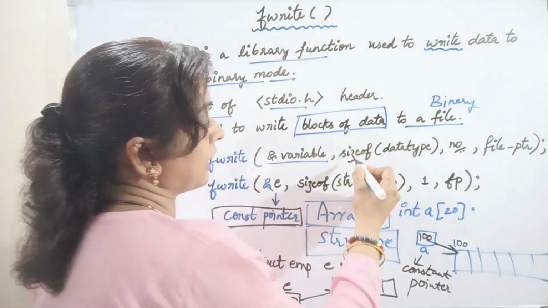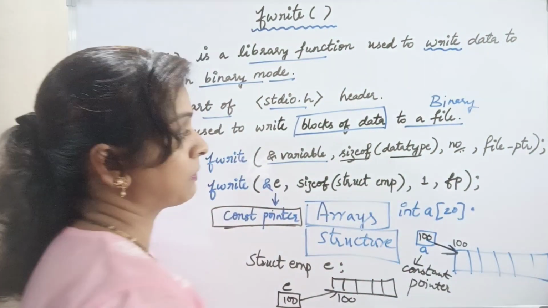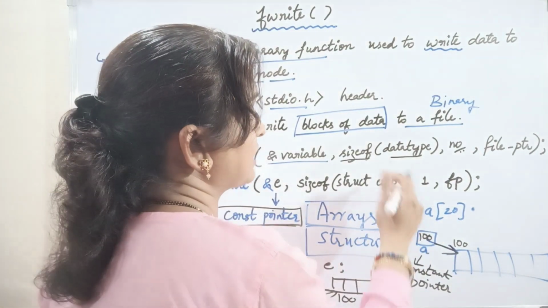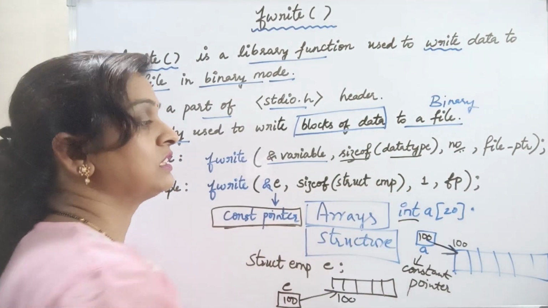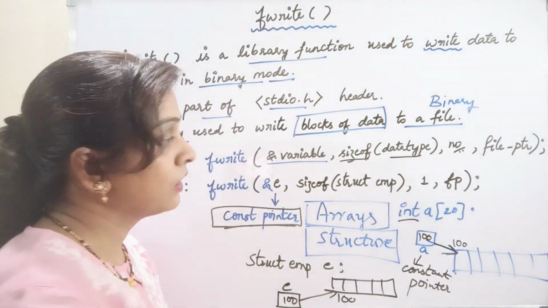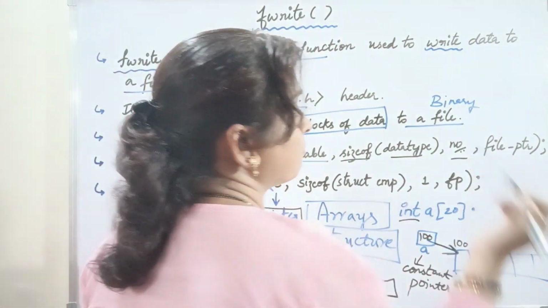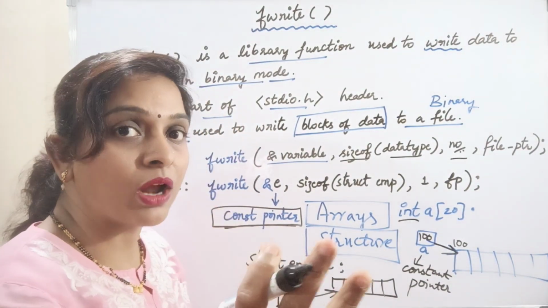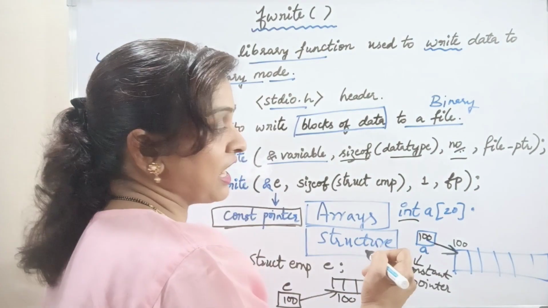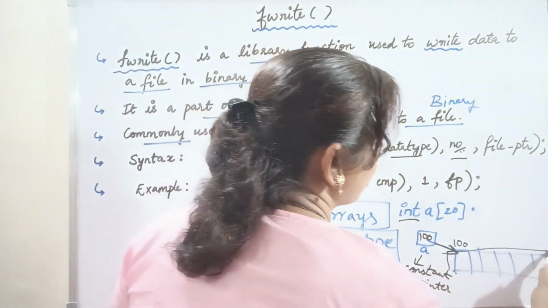Followed with that, the second argument says size of the data type. If it is an integer array, I say sizeof int. If it is a structure, I say sizeof struct, the structure name. Followed with that, the number of blocks that we are going to write. Say, I am writing one block of data. So when I say I am writing array values, the array represents one block of data.